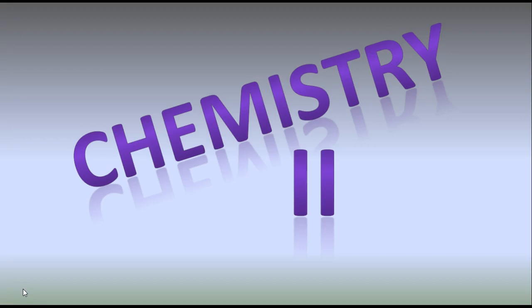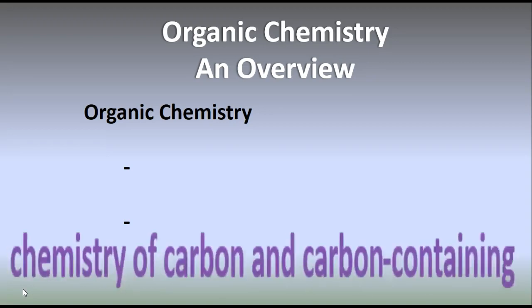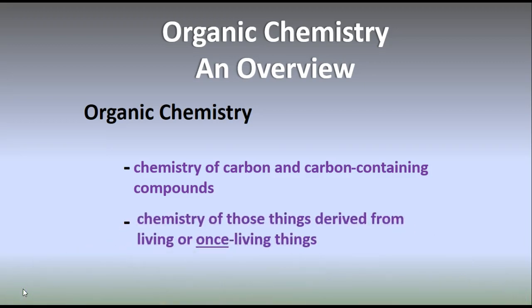So let's go ahead and get you introduced to what Chemistry 2 is. Chemistry 2 will be focusing on organic chemistry and how we use this in embalming. The first thing we need to do is have a basic overview of what organic chemistry is. Organic chemistry is defined as the chemistry of carbon and carbon-containing compounds, and we also call this the chemistry of things derived from living or once living things. We really will be studying this throughout. You know these definitions, they are test questions, so these are things that you can easily start memorizing and learning from the get-go.